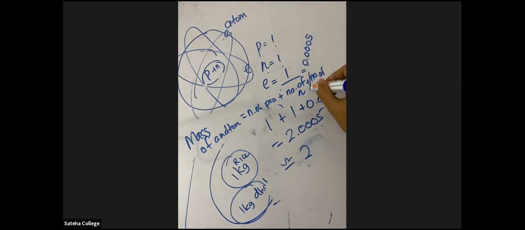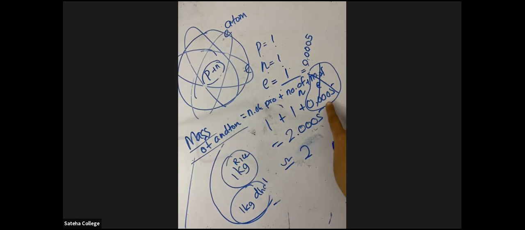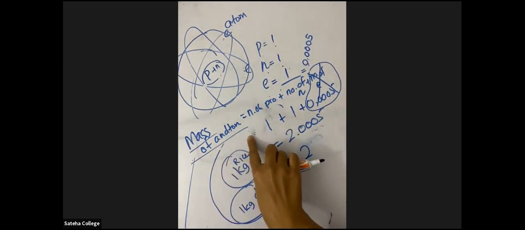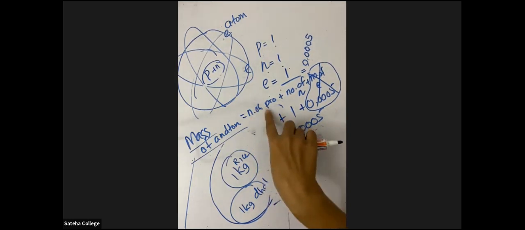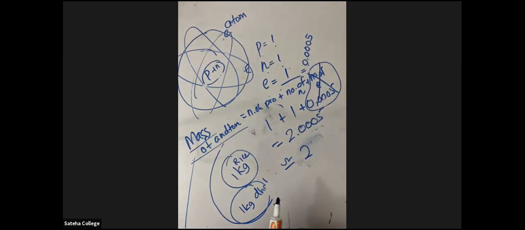So what have you done? Did you consider the mass of a proton, the electron? Did you consider the number of electrons? No. So therefore, when you're considering the mass of an atom, you don't consider the number of electrons. So mass of an atom is equal to number of proton plus the number of neutron. You don't consider the number of electron. Did you understand?